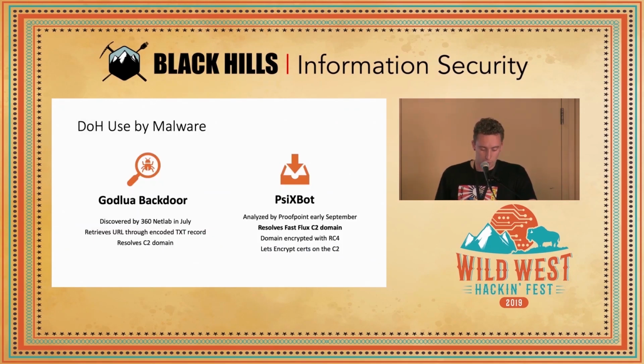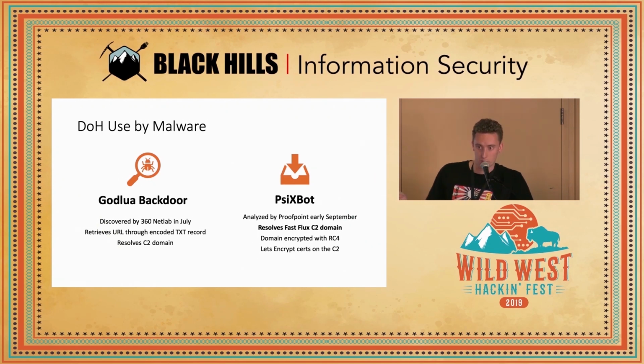These are the two examples for malware. So the Godlua backdoor was discovered by 360netlab in July. It used lots of different techniques to resolve its C2 domains, one of which was DNS over HTTPS. It actually had two examples of it. In one example, it retrieves a URL it would use for C2 through a DNS TXT record. So it didn't necessarily need to use the domain that was requested in the DNS. It was actually only looking at the TXT record to see, okay, I'm going to decode this, look at the URL, and then talk to that for C2.